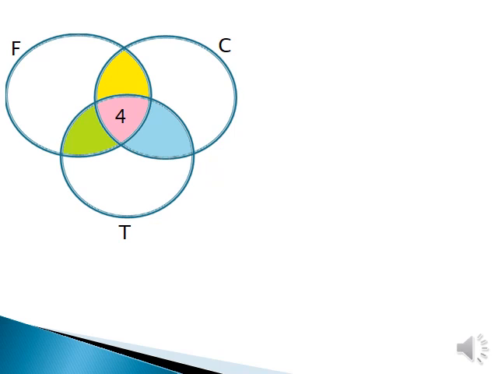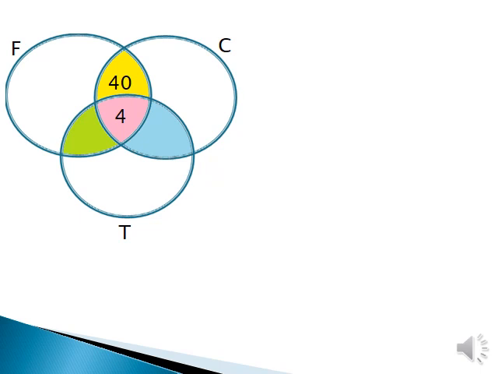The students who play both football and cricket are 44. So 44 students play football and cricket, that is the yellow and pink section. Out of 44, already 4 students are present here. So obviously the students who play only football and cricket are 44 minus 4, that is 40. In a similar way, we will find the students who play only cricket and tennis, and only football and tennis.